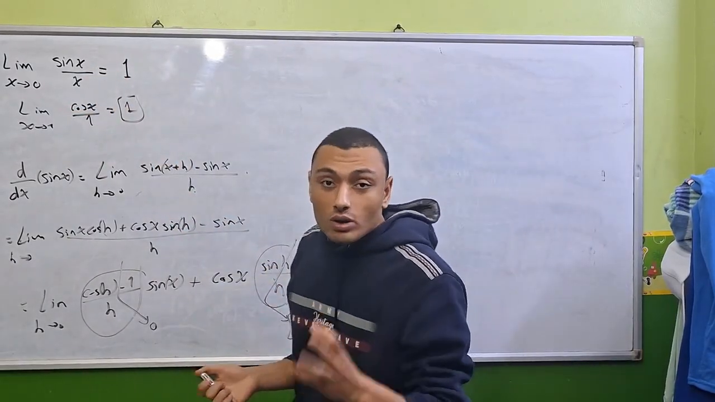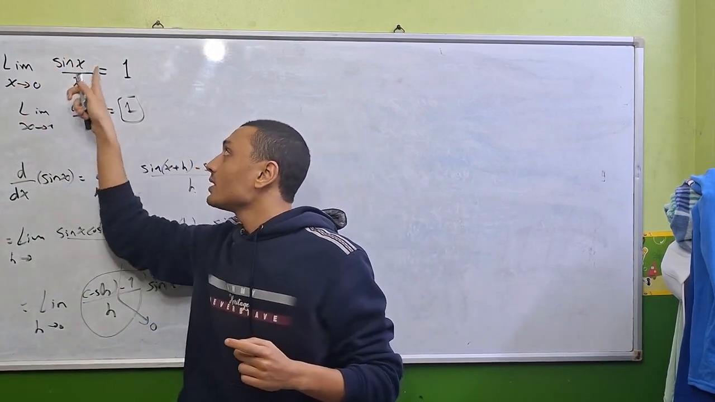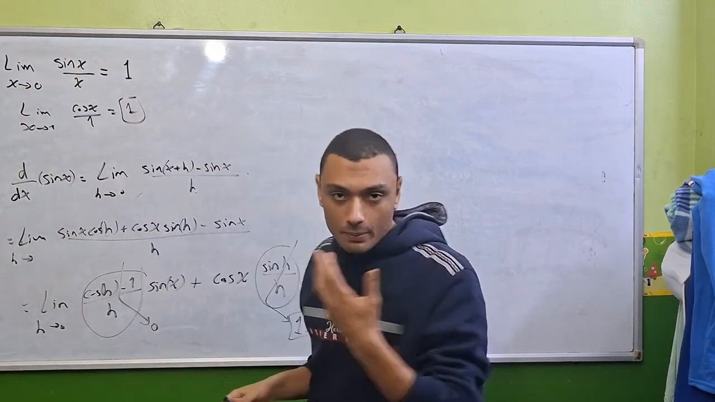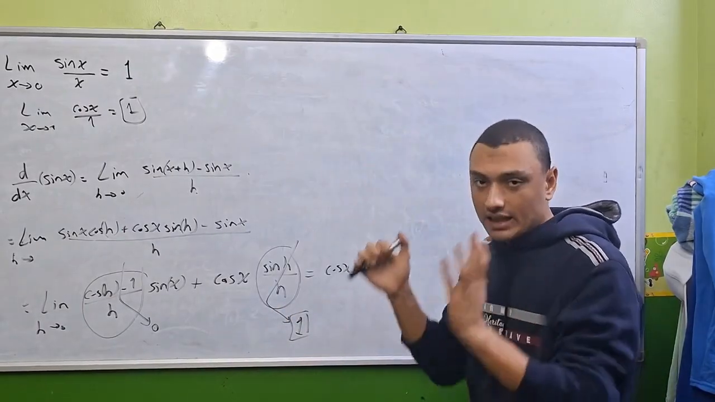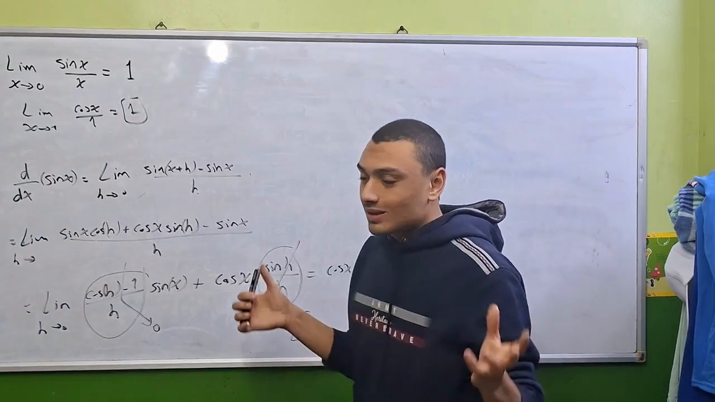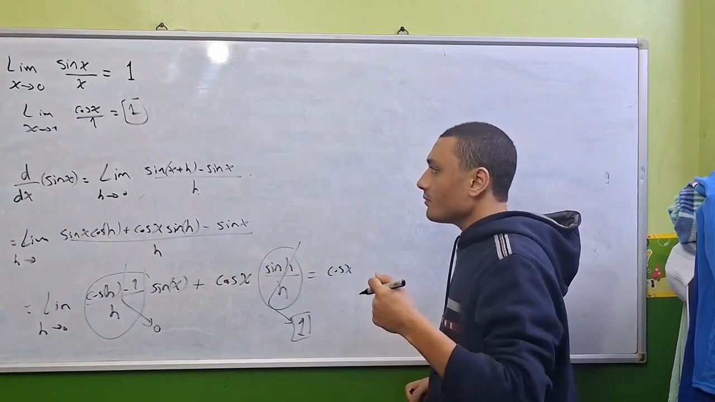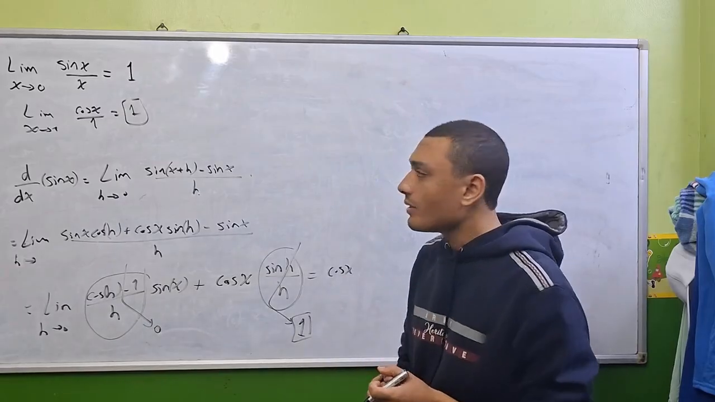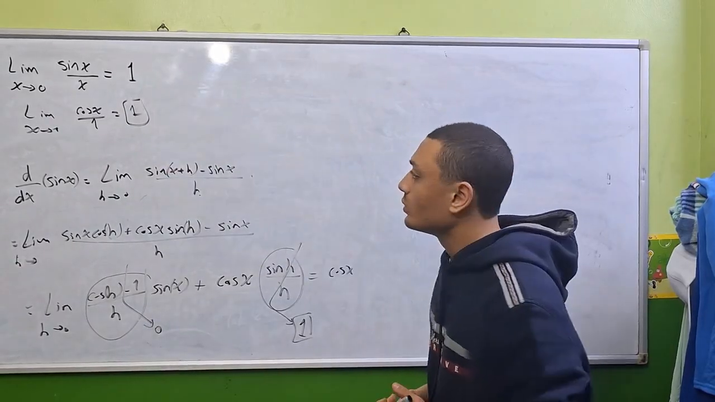That's why you cannot prove that the limit as x approaches 0 of sine x divided by x is equal to 1 by applying L'Hopital's rule. That's a crime, mathematically. It gives the right answer, but it's not logically correct. It's called circular reasoning. So, how do we know that the limit as x approaches 0 of sine x divided by x is equal to 1?